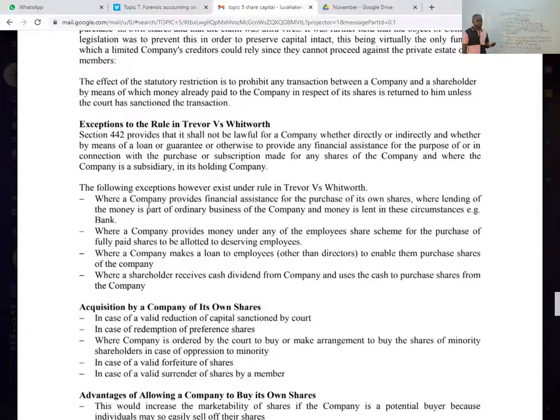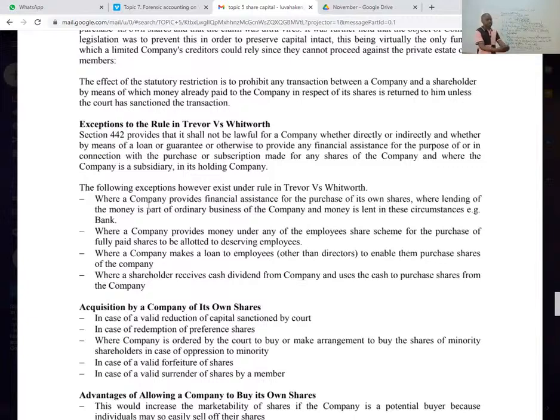Then number four, in case of a valid forfeiture of shares. You can remember what we learned about forfeiture of shares. It is simply cancellation of your shares in case you're not able to pay any outstanding amount on your calls. So the company can forfeit the shares, cancel out your shares and give you back the amount of money, depending on the agreement.